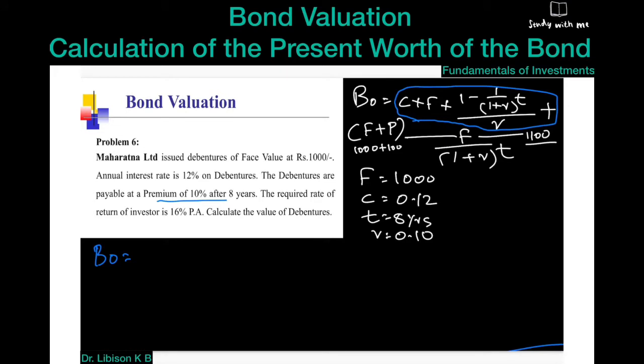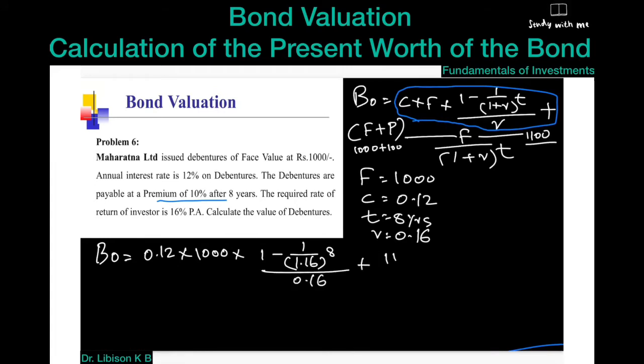So everything else is fine. Face value 1000, coupon rate 12%, maturity period 8 years, required rate of return 16%. So let us solve it. 0.12 multiplied by 1000 multiplied by 1 minus 1 divided by 1.16 raised to 8, whole divided by 0.16, plus 1100. That's what you have to remember. 1100 divided by 1.16 raised to 8.